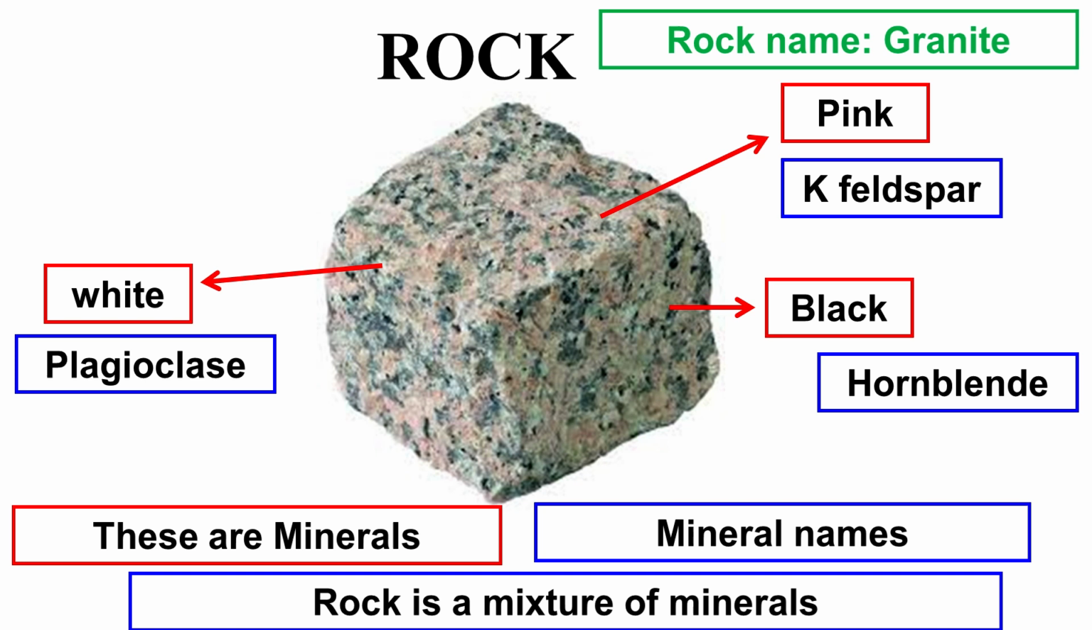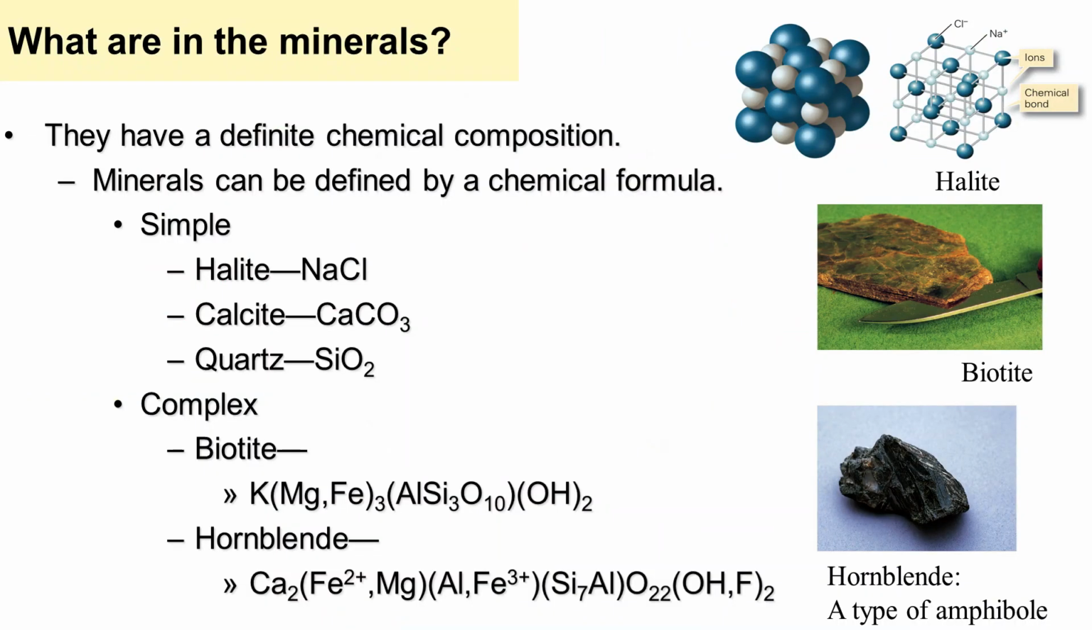This rock has many different colors of minerals. A rock is a mixture of minerals. What is the relationship between rock and minerals? A rock is a mixture of minerals. The name of this rock is granite.